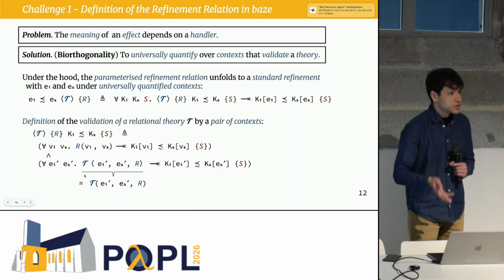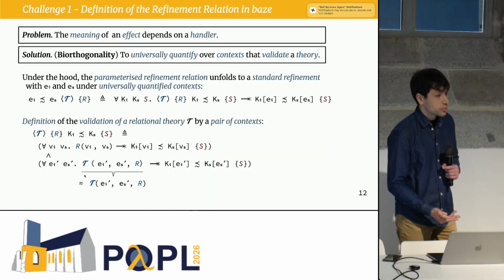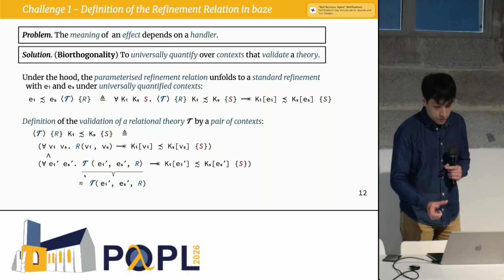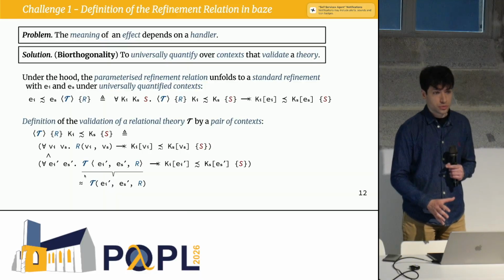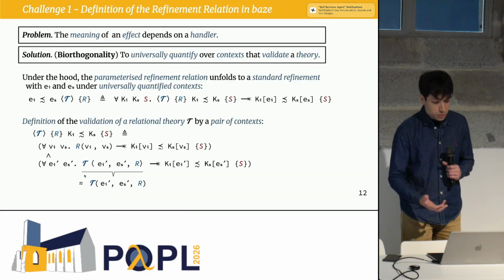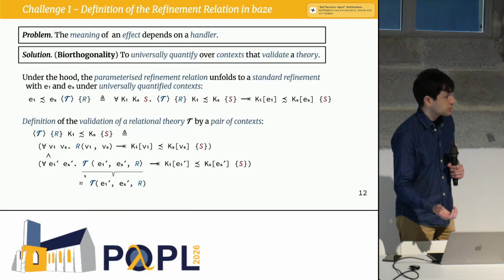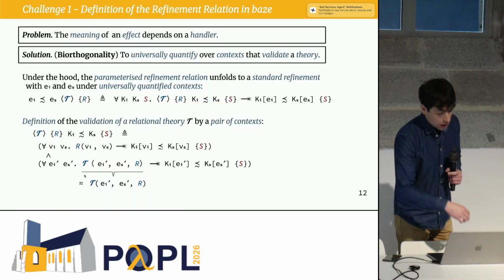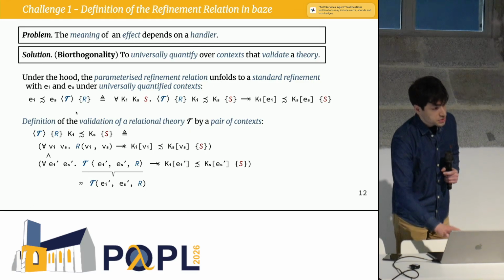So now we're going to revisit the 3 challenges I listed before, and see how this new idea of a parameterized refinement relation would help us to solve these challenges. And the first challenge was that given that the meaning of an effect depends on a handler, how can we define a refinement relation that gives meaning to programs that perform effects.